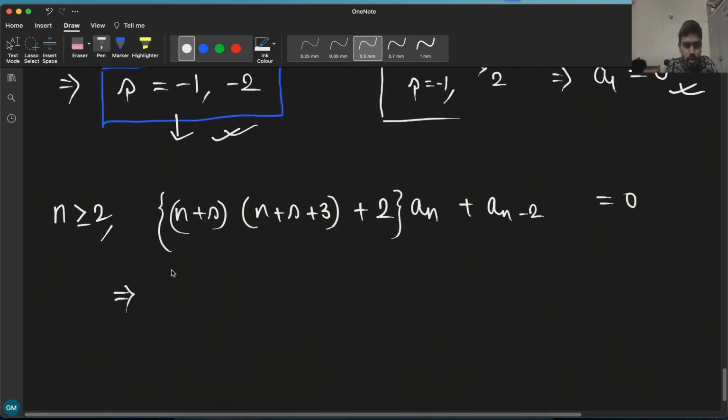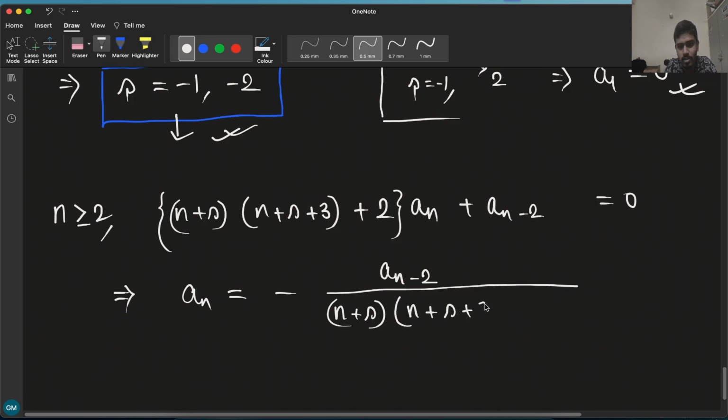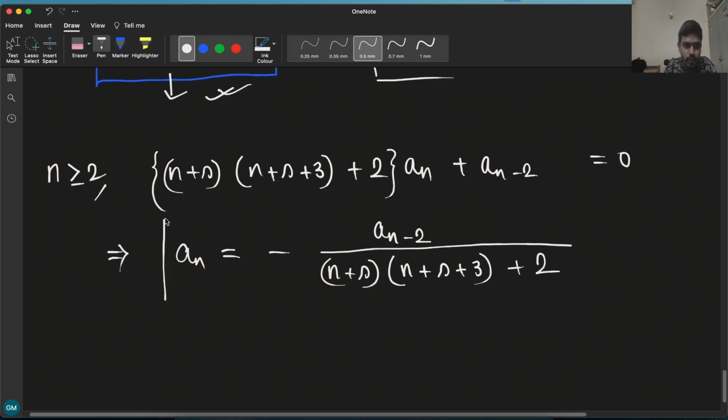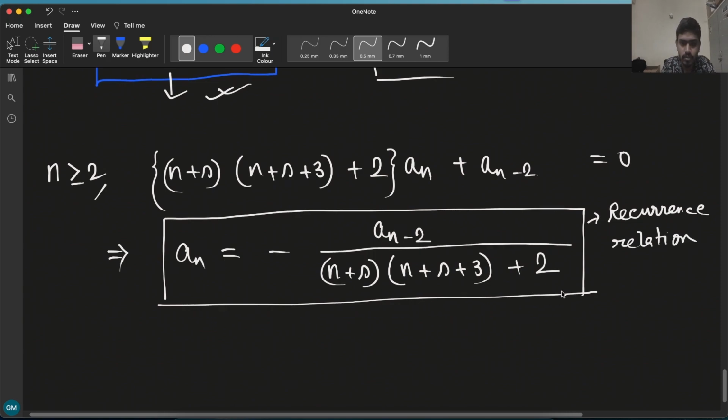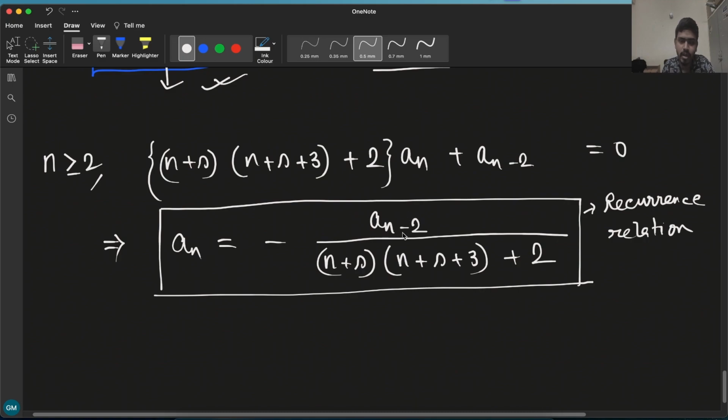And it basically says that a n equals minus a n minus 2 divided by (n plus s) times (n plus s plus 3) plus 2. So this is our recurrence relation. If we are given the n minus 2th term, we can find out the nth term. That's the meaning of this recurrence relation.